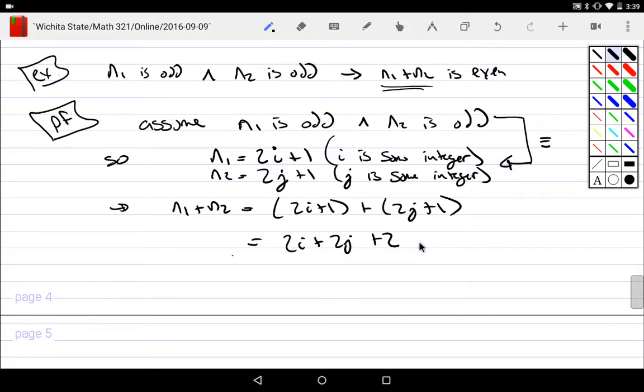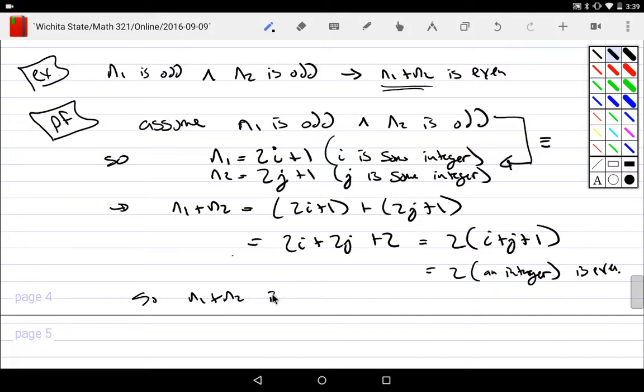And I look at that. Well, is that even? What is an even? An even is twice an int. Well, look at this. i is an int, j is an int, 1 is an int, add an int, I get an int, because I know the closure properties of int. Well, I could assume that. So this is twice an integer. Twice an integer is even. So n1 plus n2 is even. So what happened? I assumed that n1 is odd and n2 is odd, and showed that if that's true, n1 plus n2 is even, so I have done what I wanted to do. I've proved it. So this is a direct proof.